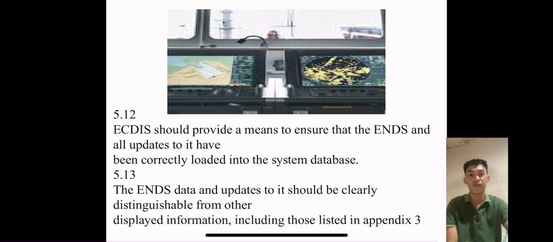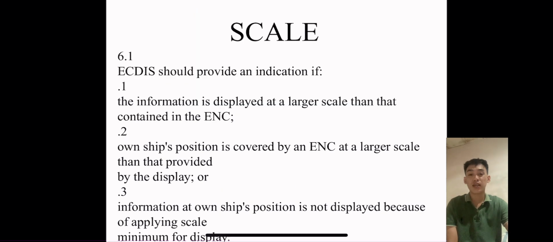in Appendix 3. For the scale, 6.1, ECDIS should provide an indication if 6.1.1, the information is displayed at a larger scale than that contained in the ENC; 6.1.2, own ship's position is covered by an ENC at a larger scale than that provided by the display; or 6.1.3, information at own ship's position is not displayed because of applying scale.